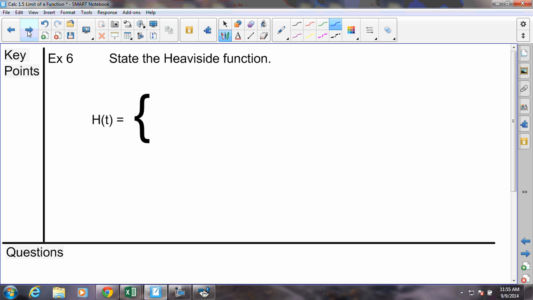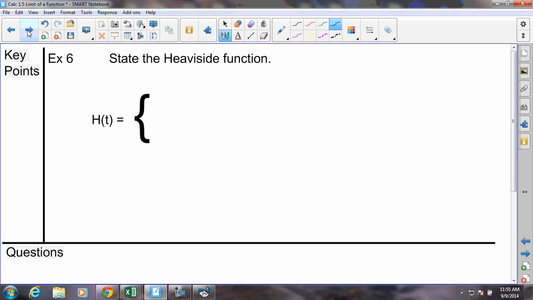Example 6. State the Heaviside function. Please note how Heaviside is spelt. It's not spelt H-E-A-V-Y with the word heavy. It's spelled this way because there was a guy who actually created it, and this is how his name was spelled.